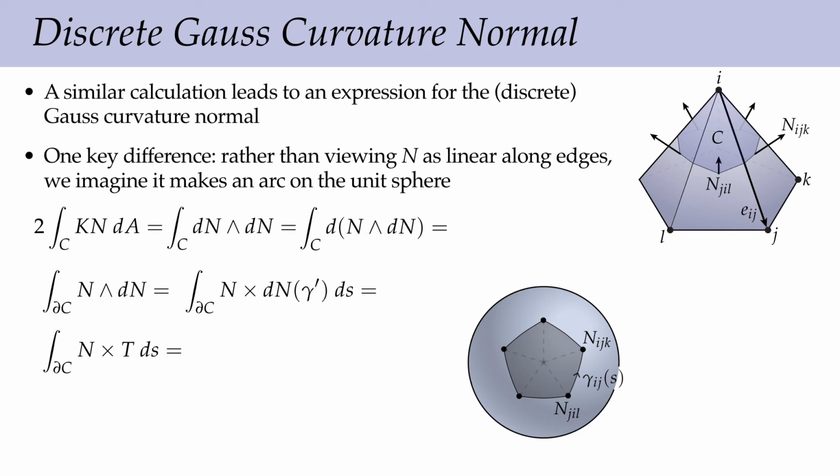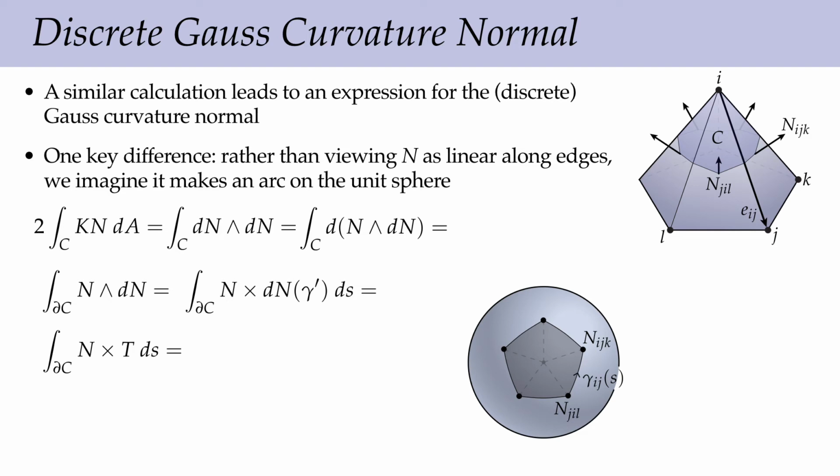The region I'm integrating over really is this polygon on the sphere that corresponds to the image of the vertex neighborhood under the Gauss map. Okay? And as I go around the boundary of this region, I can again break it up into a piecewise integral, where each piece is an arc connecting consecutive normals, gamma sub ij. All right? T here, the tangent, is actually a tangent on the sphere.